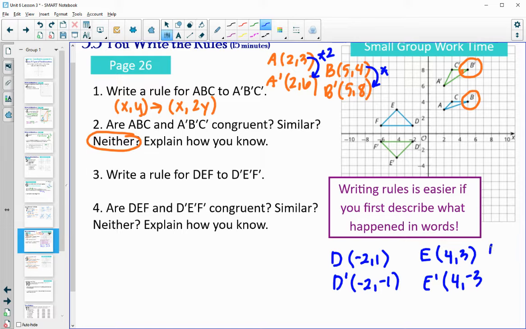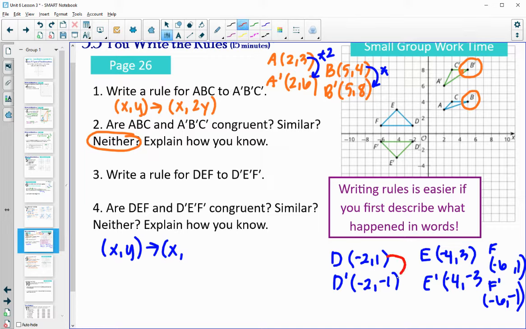And then F is the point -6, 1, and F prime is the point -6, -1. So when writing that out, we can see that the X coordinate stayed the same in each one: -2, -2, -4, -4, -6, -6. So the X stayed the same. So what happened to the Y?